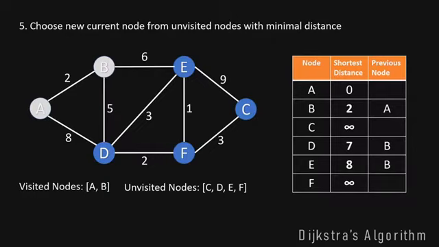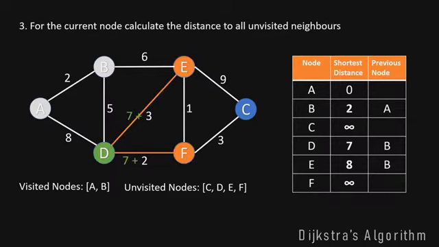The node with the minimal distance in this case is D, because it has a distance of 7. We now calculate the distance to all unvisited neighbors of D, and in this case we need to add 7 to this distance because currently the shortest distance from A to D is 7 when we look at our table. So now we need to consider if we need to update the distance to E or we need to update the distance to F. So let's start with E.